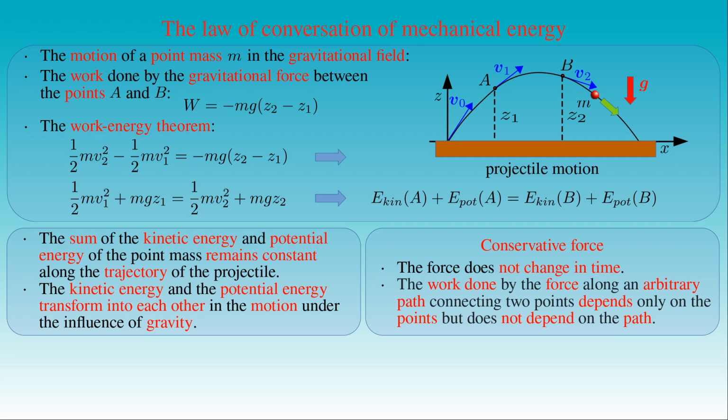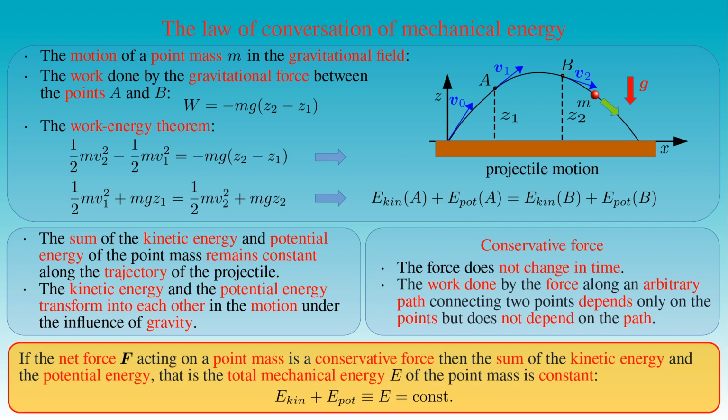Now we can formulate the law of conservation of mechanical energy as follows. If the net force F acting on a point mass is a conservative force, then the sum of the kinetic energy and the potential energy, that is the total mechanical energy E of the point mass, is constant.